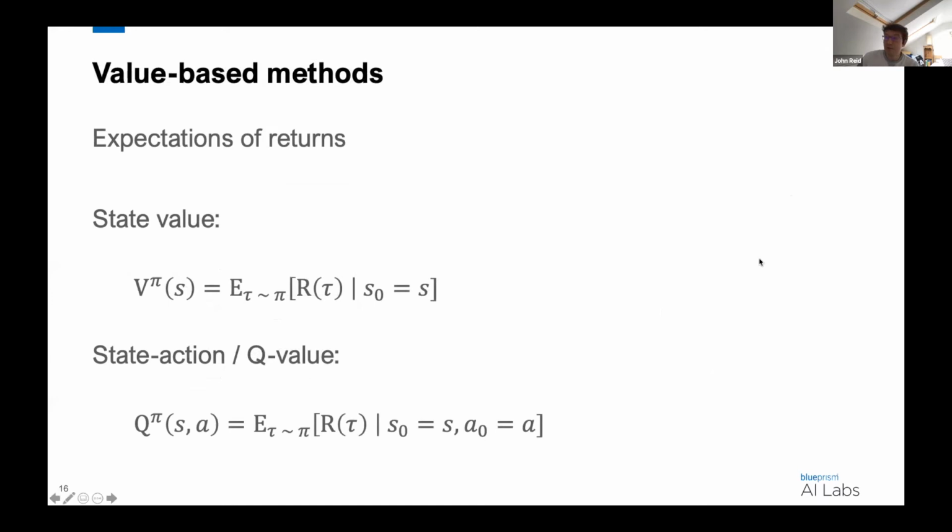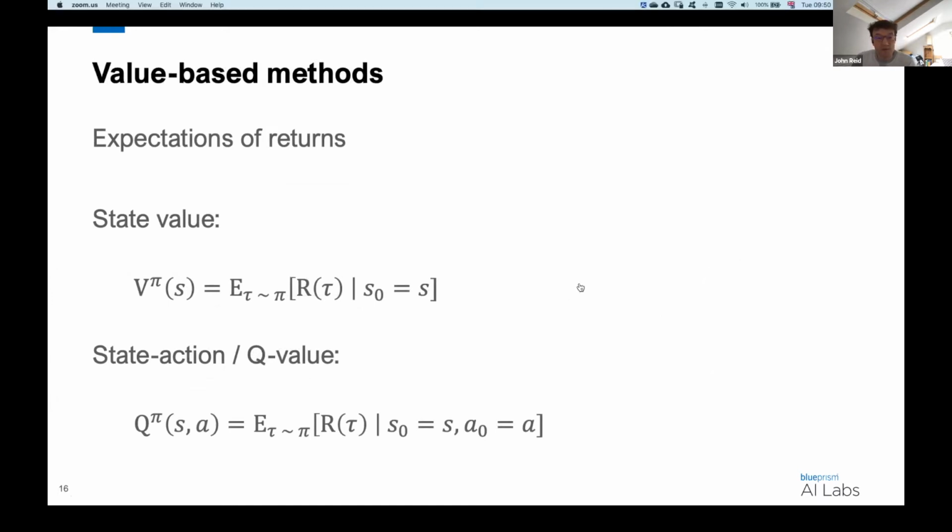Okay, so we're going to start talking about value-based methods. So I just thought I'd stop here and ask if there's any questions before I go on. No? Okay, good.